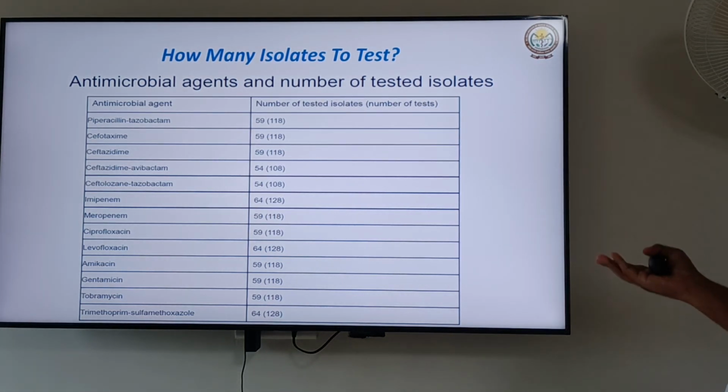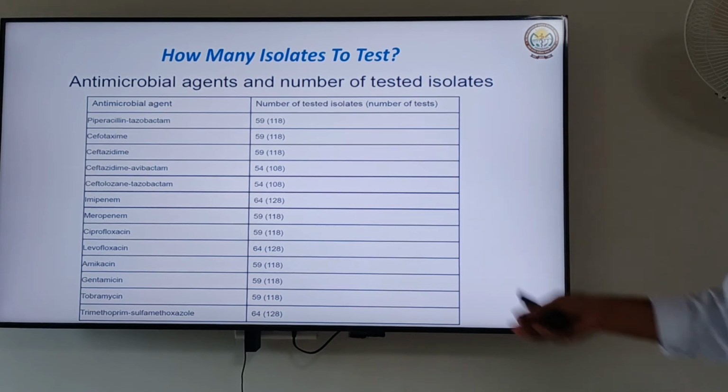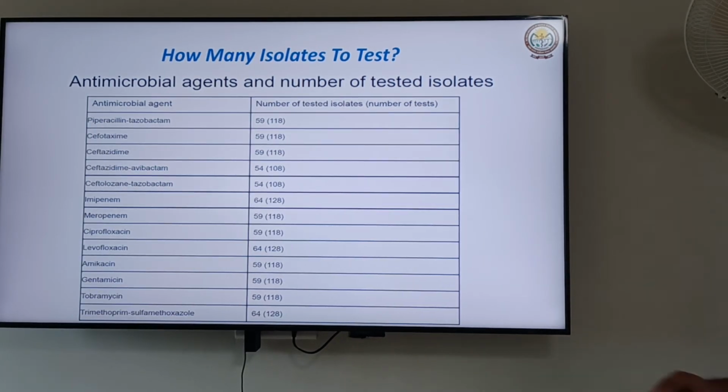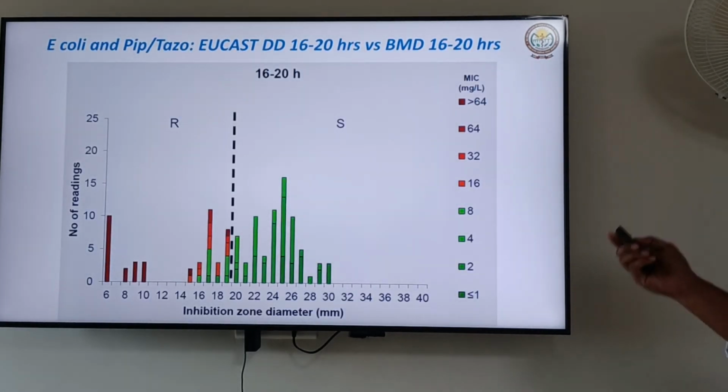So CLSI mentions 100 isolates, but they have taken more than 30 isolates, so maybe 59, 60 isolates they have taken. What is the basis of using these number of isolates? I don't know. But then at least roughly it says that more than 30 non-repeat isolates should be there, each tested twice.